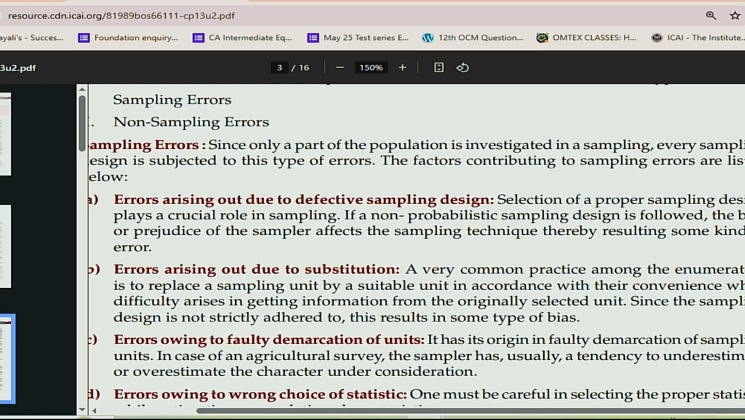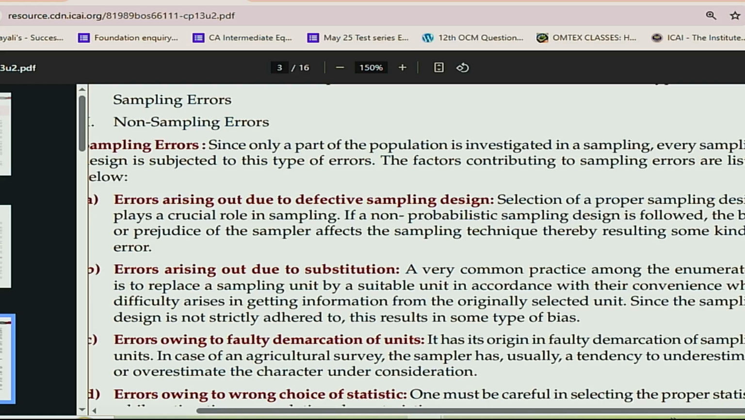non-probabilistic sampling design. So the bias or prejudice. That person who is not present here, what will he say? I was not present, let me answer anything. So he will say, no, Om is correct. Whatever Om told, that answer is correct. So that is going to form the error. The error will arise due to defective sampling design. Have you understood this?